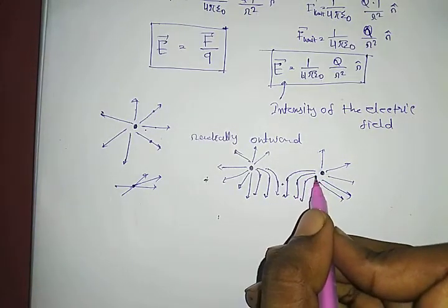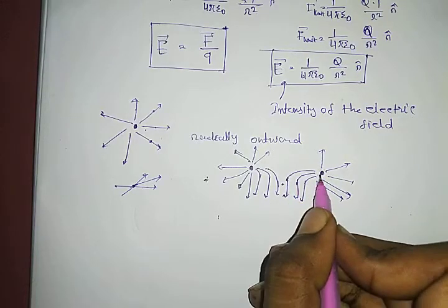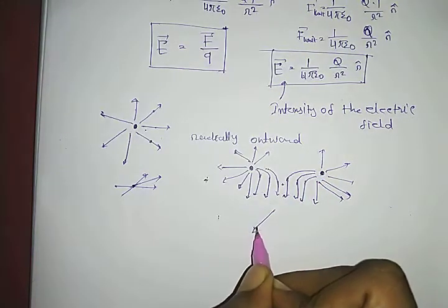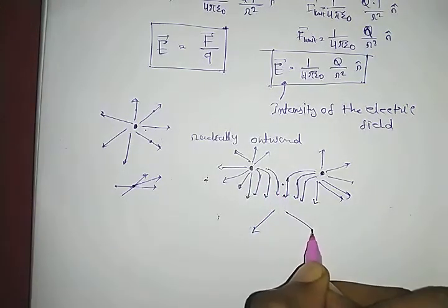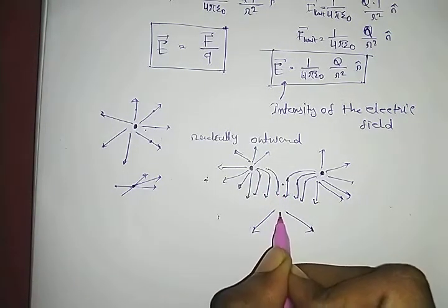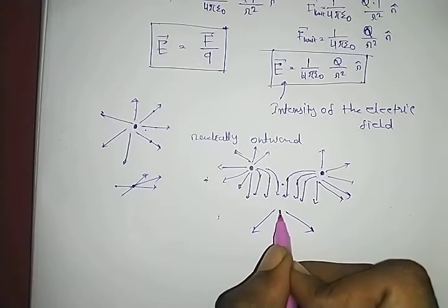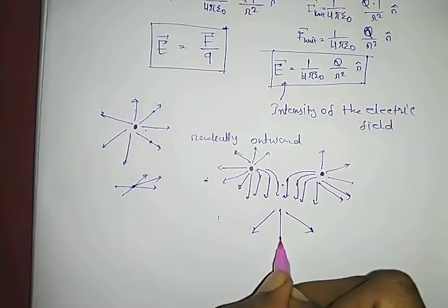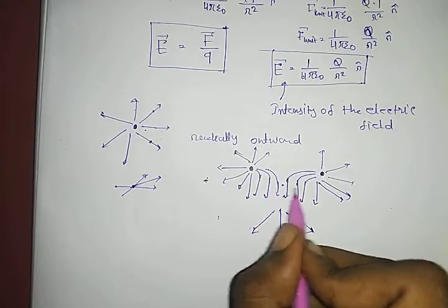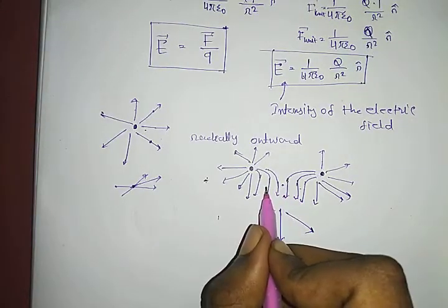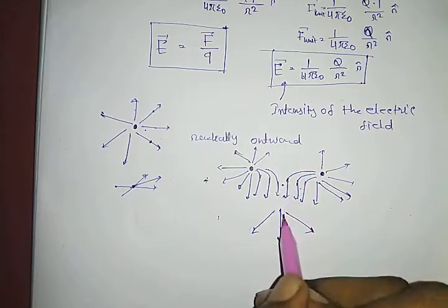The field at this point due to this charge will be directed along this direction, and due to this charge will be directed along this direction, and from the vector sum of these two, the resultant field will be located along these directions. So you can see the field lines are pointing this way.